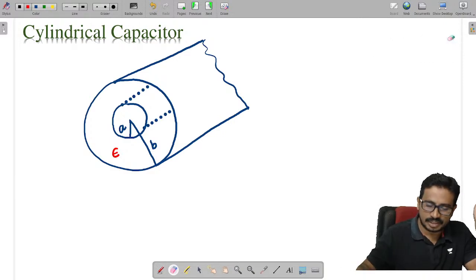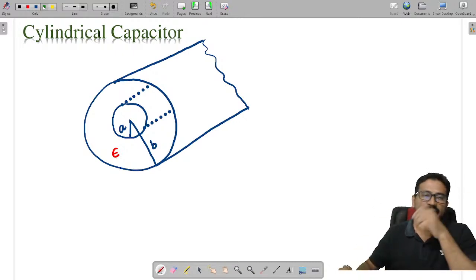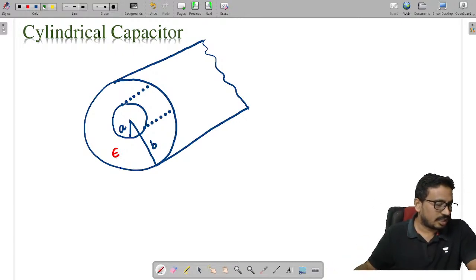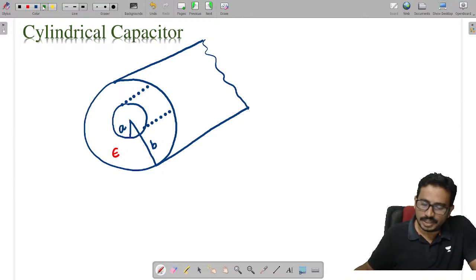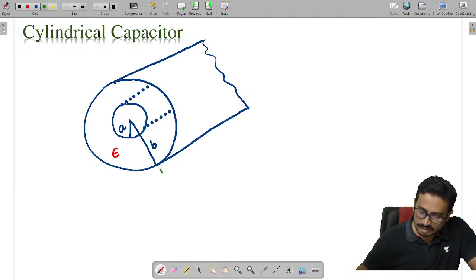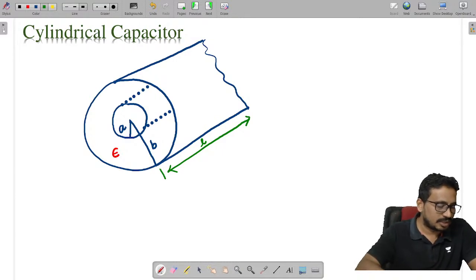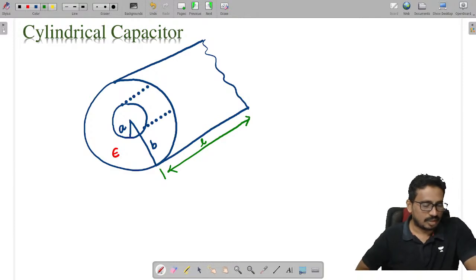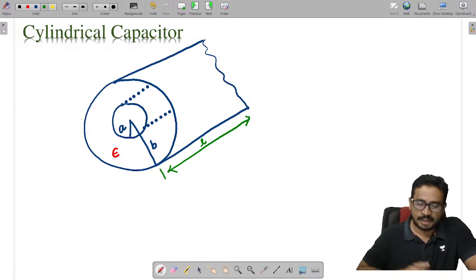Did you see it or not? Which is covered by one white layer. That white layer is a dielectric. Okay, fine. Now let us call the length of this coaxial cable L. Now I want the capacitance of this coaxial cable.